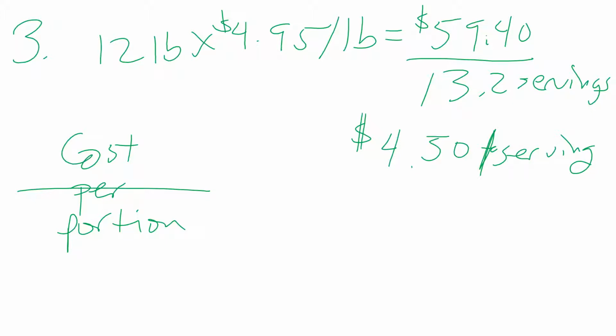Questions about that? Number 4 is asking for our food cost percentage. So now, because of our steps in number 1, we got our number of servings. Question number 2, we got our total sales. Step number 3 gives us our cost per portion, okay? Step number 4 is asking for our percentage. And so we know that our serving is $4.50, our cost.